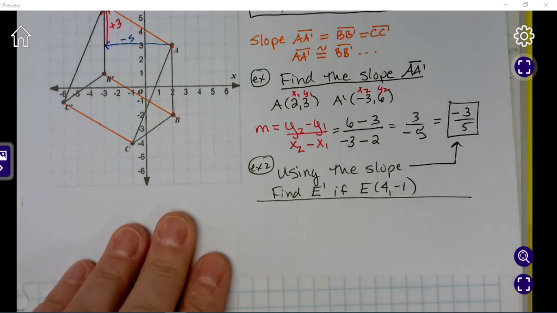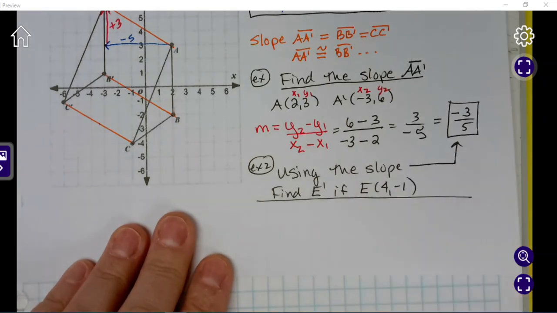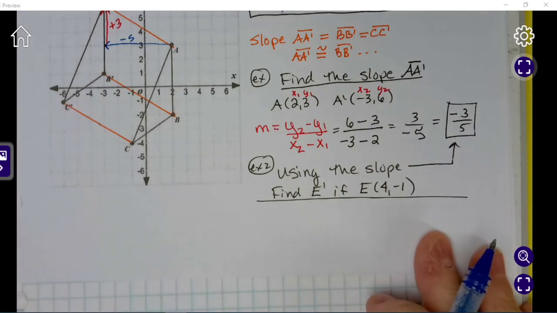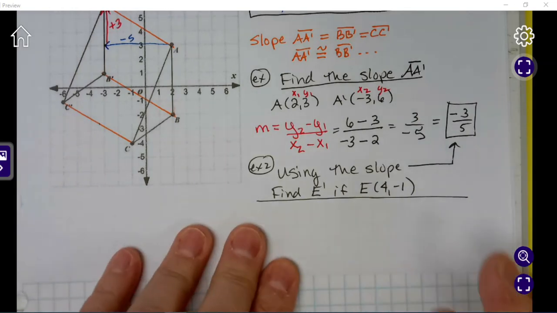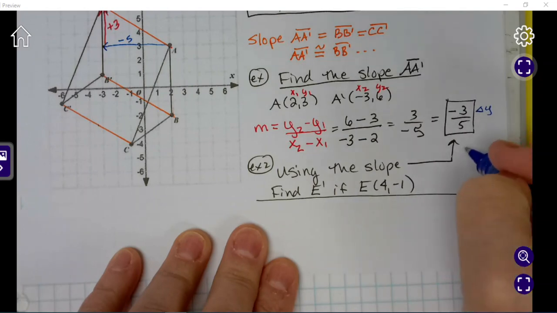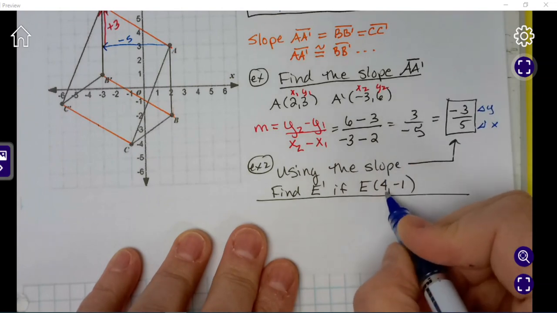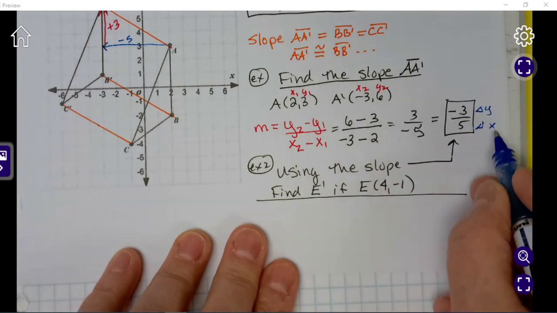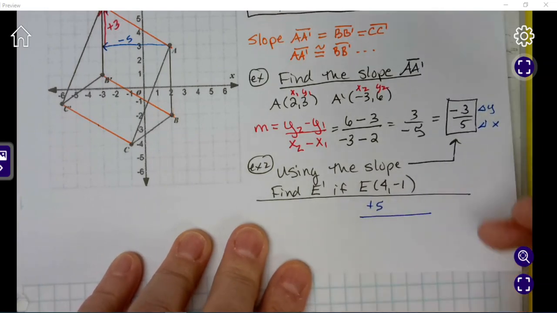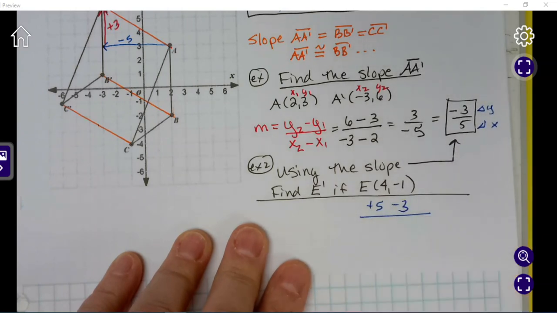Okay, so to go from the original point to the new point, you want to use the slope to do it. So remember that your top number is always change in y. The bottom number is always change in x. So you're going to take the 4 from the x and use the change in x amount, which is plus 5. And then for the y coordinate, you're going to use the change in y number, which is minus 3.